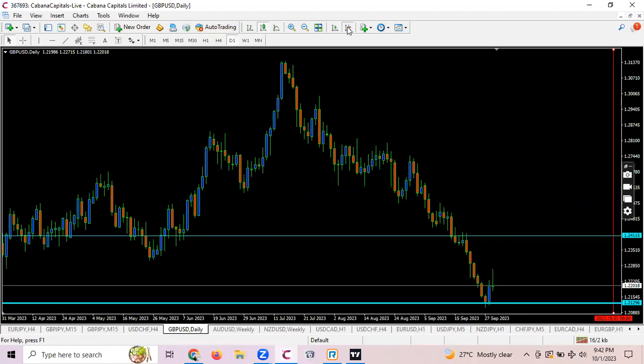My bias for GBP USD this week is bullish. So I'm only interested in buying GBP USD. Now, if this support is broken, then you should know that the buy setup has been invalidated.